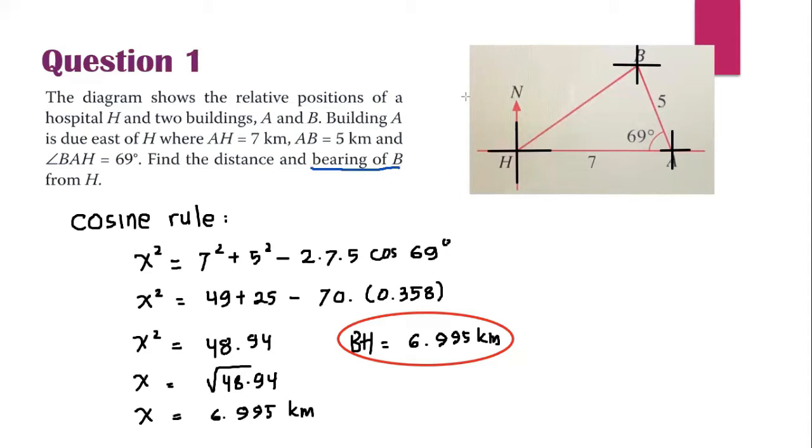Next, B to H. So bearing B from H means node H to B, right? So the bearing B from H is this one, right? Yeah, let's say this one. That's the bearing, okay? Bearing B from H means north H to line B.